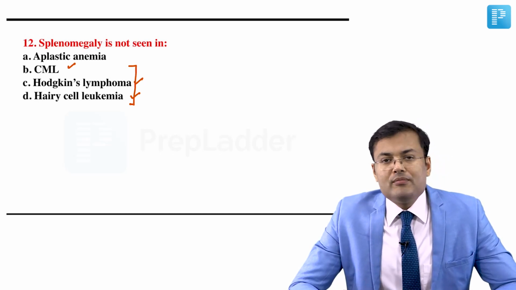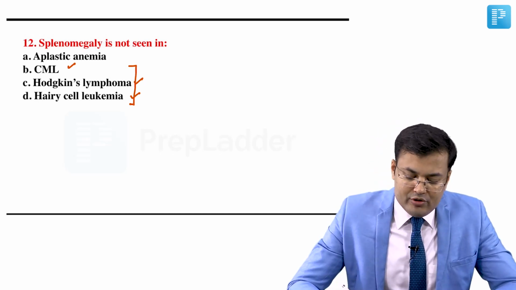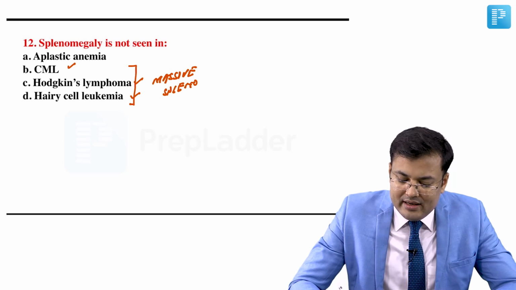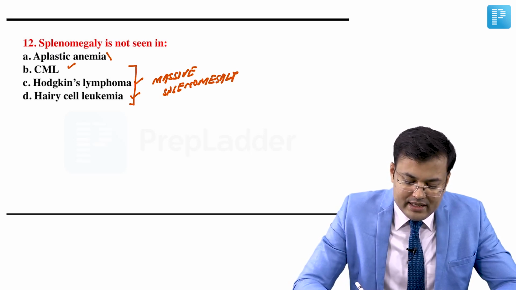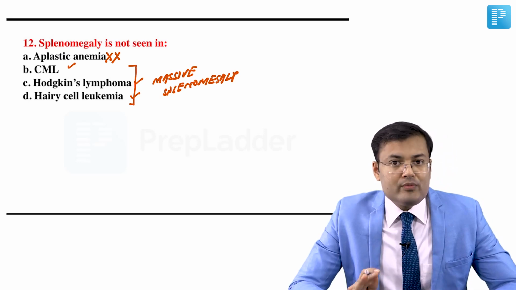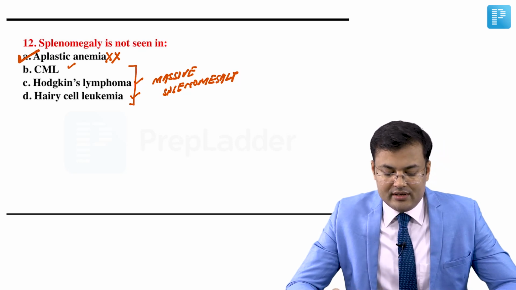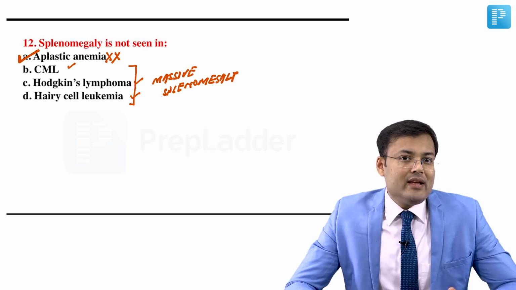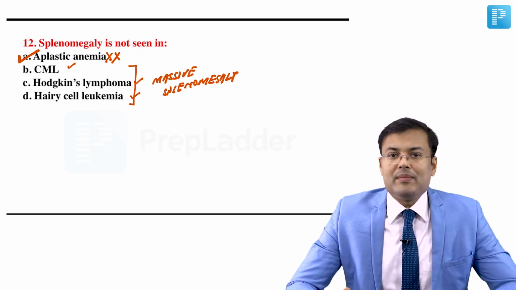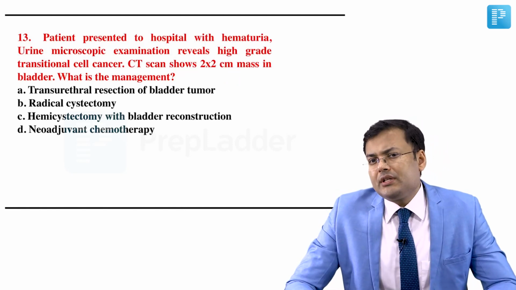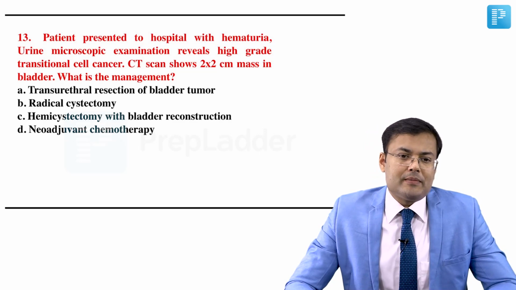In Hodgkin's lymphoma, CML and hairy cell leukemia, there is massive splenomegaly. But splenomegaly is not seen in the patients of aplastic anemia. So there is no splenomegaly in aplastic anemia. So the correct answer for this question is A, that splenomegaly is not seen in the patients of aplastic anemia.